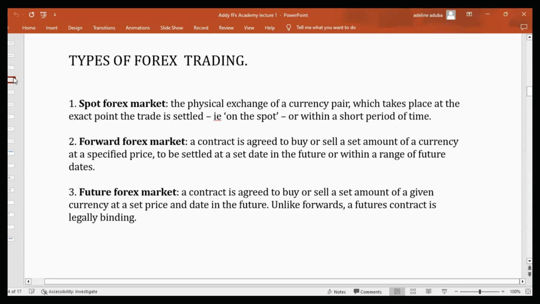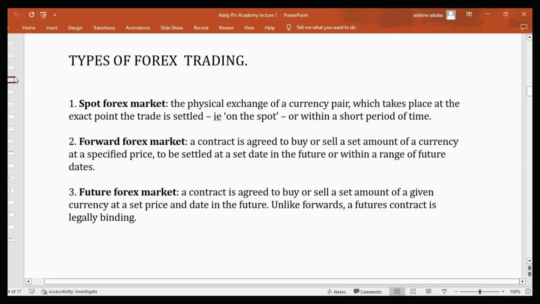And so we have types of Forex trading. We have the spot Forex market, the physical exchange of currency pairs, where the trade is settled on the spot or within a short period of time. That is what we do physically. I want to buy dollars, you give naira, or you give Ugandan shillings for naira, or Ugandan currency for your dollar, or stuff like that. That is spot trading, where you make transactions quickly. You're not trading the market directly, you're just making the transaction physically outside the market, but it still affects the markets.